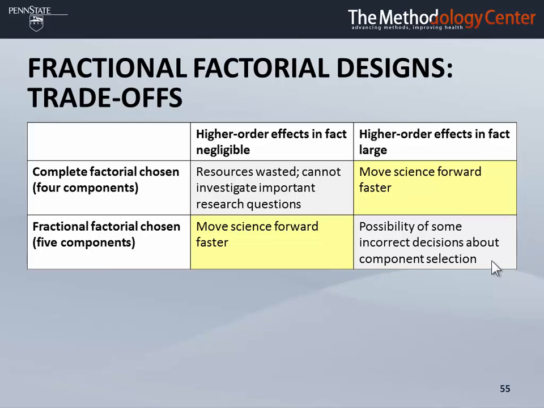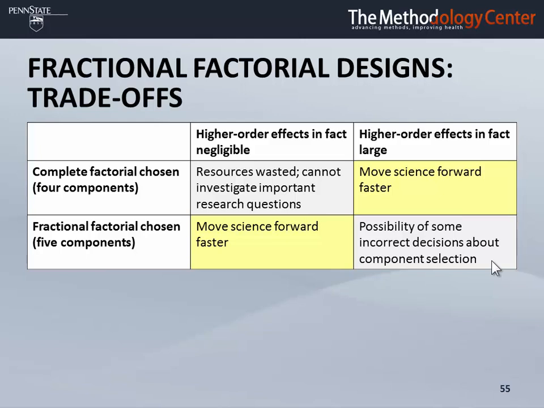Or we could be wrong, and there are some large interactions there. So let's take a look at the costs and benefits. If we had chosen what many people would call the safe alternative, which would be a complete factorial experiment and sacrifice looking at the 5th component, if the higher order effects were in fact negligible, that would have been a waste of resources, because it would have meant that we could not look at that 5th component. However, if we were wrong, then we would have been moving science forward faster by taking that safer route.